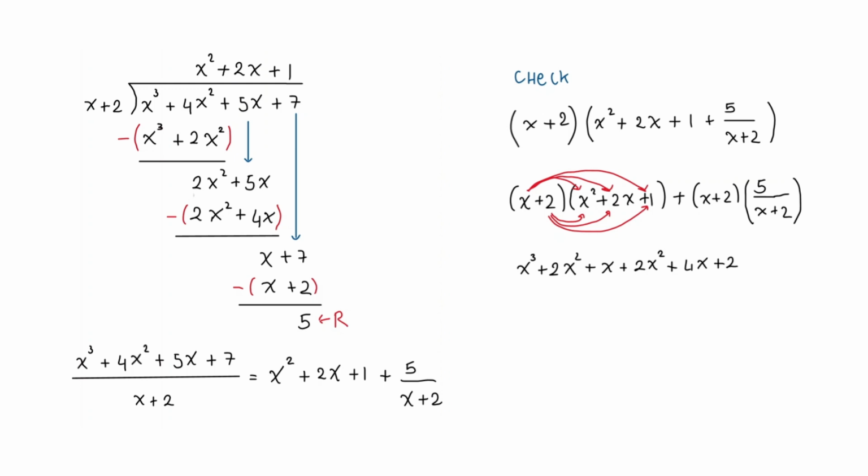Now look at the second part. X plus 2 cancels with x plus 2 in the denominator. So we are just left with plus 5. Now we collect like terms, so we get x cubed plus 4x squared plus 5x plus 7. This matches the original polynomial, so our answer is correct.